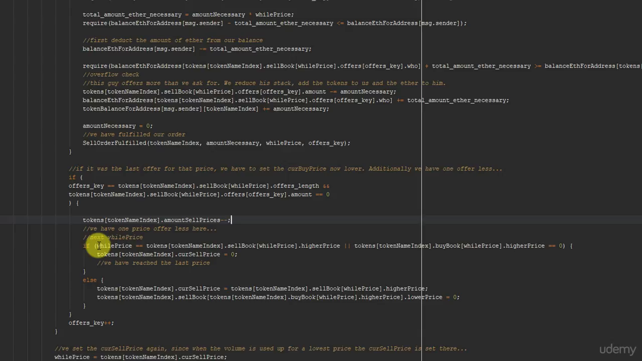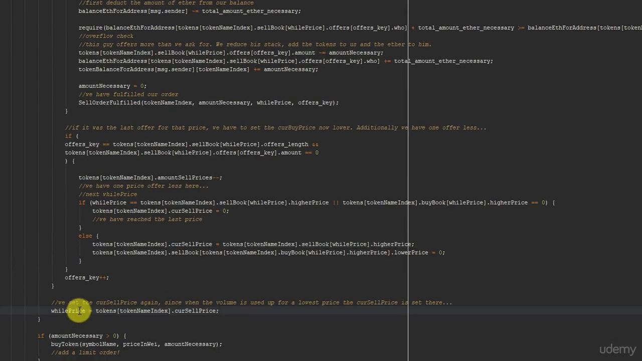We check also if we have actually reached the absolutely last order, then we have a current sell price of 0 because there's no more sell orders. And hopefully there will be enough orders in our exchange that this seldom or never happens. But if it's not happening, if we still have more sell orders, then we set the current sell price to the next higher price, and we set from the next higher prices lower price to 0 because we take out the first element from the linked list. Then again, we set the while price to the current sell price, and that's it.